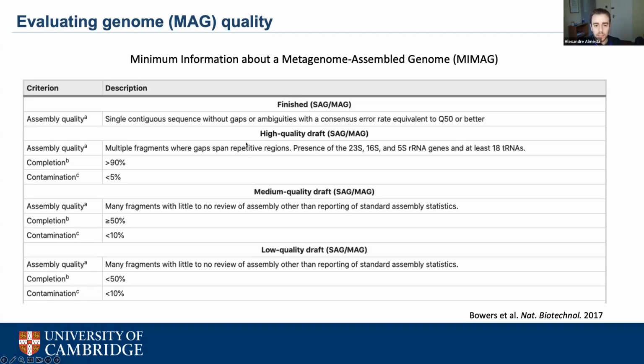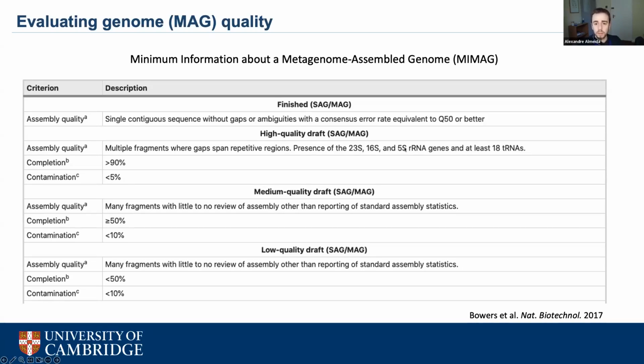Usually, in the metagenomics world, we tend to define high quality as something above 90% completeness. In stricter terms, the MIMAG criteria actually requires the MAG to also have the 23S, 16S, and 5S RNA genes present. But the reality is that in practice, it's very rare, probably less than 10% of your MAGs will actually have those RNA genes, especially if they're coming from short read sequencing.